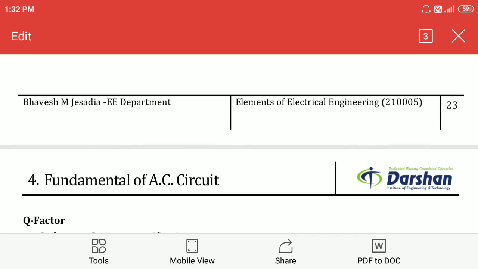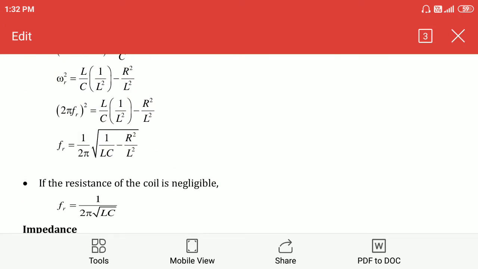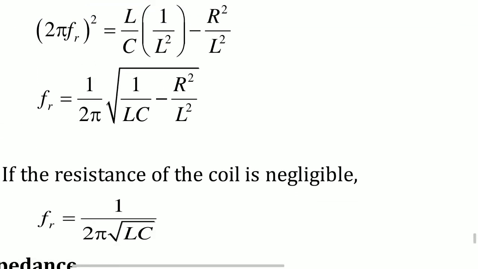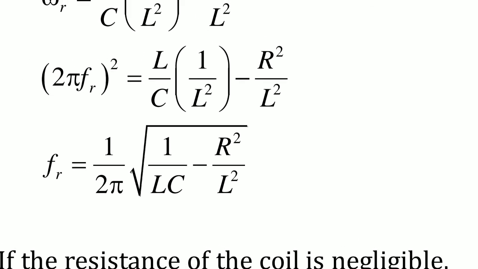This is the resonance frequency formula in parallel circuit. In actual practice, the parallel circuit resonance frequency formula is 1 by 2 pi under root of 1 by LC minus R square by L square. This is the actual formula.